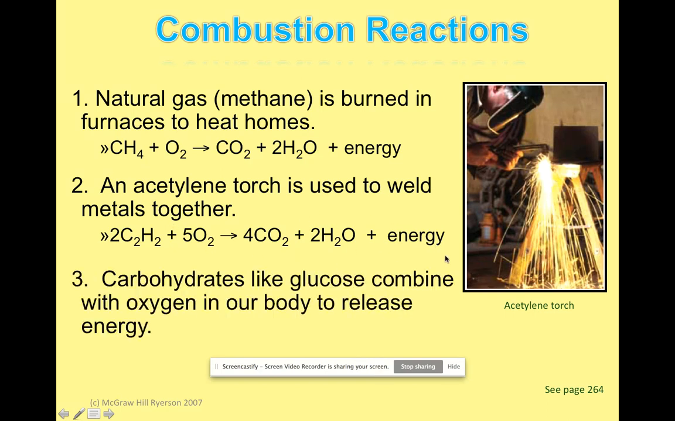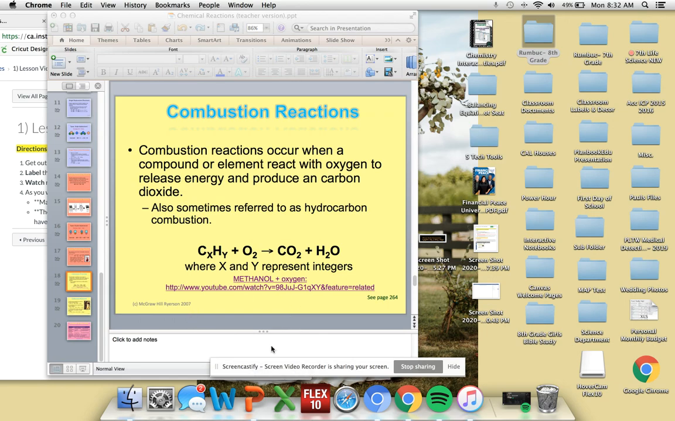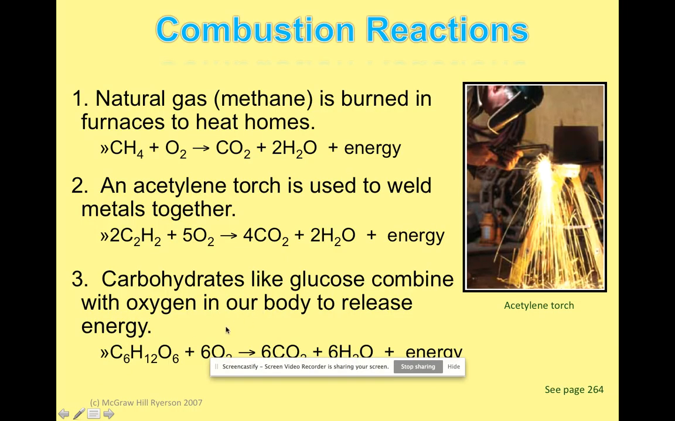Another example is carbohydrates like glucose, so sugar, combined with oxygen in our body to release energy. We obviously eat a lot of things with sugar in them. Here is our hydrocarbon. Now you'll notice that there is actually oxygen in this hydrocarbon. Remember what we talked about at the very beginning of this unit. The only three elements that are going to be in a combustion reaction are carbon, hydrogen, and oxygen.